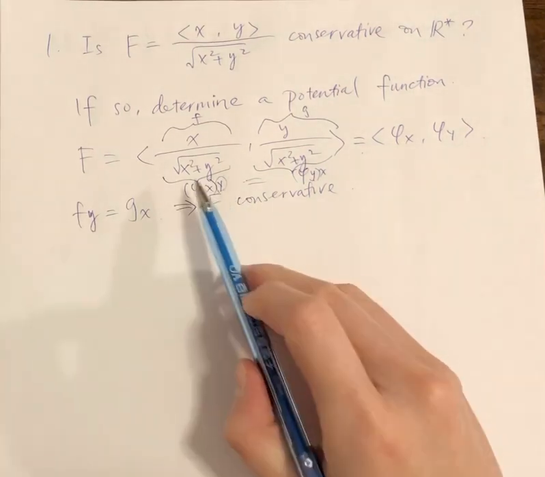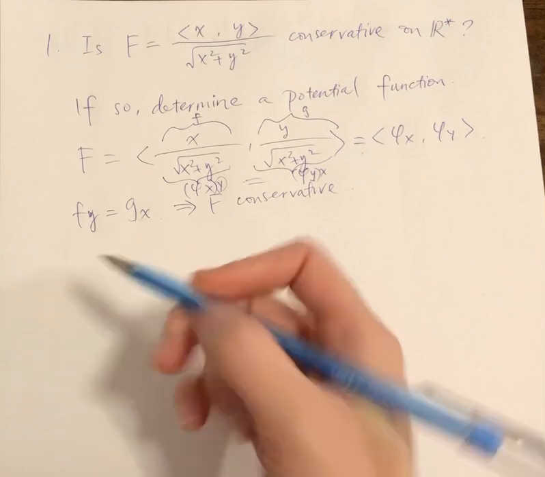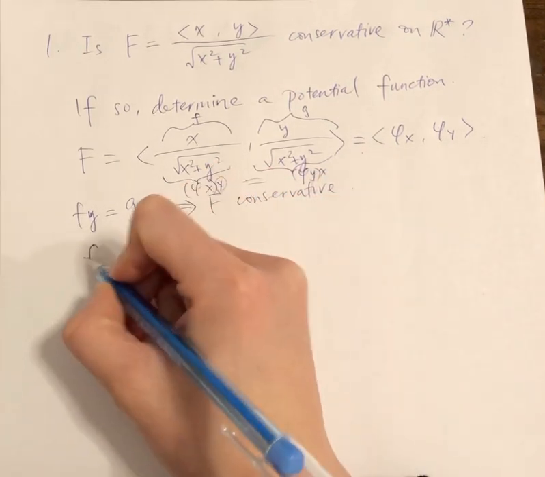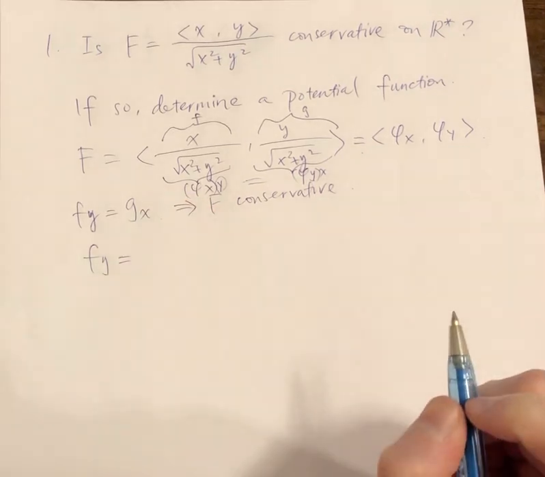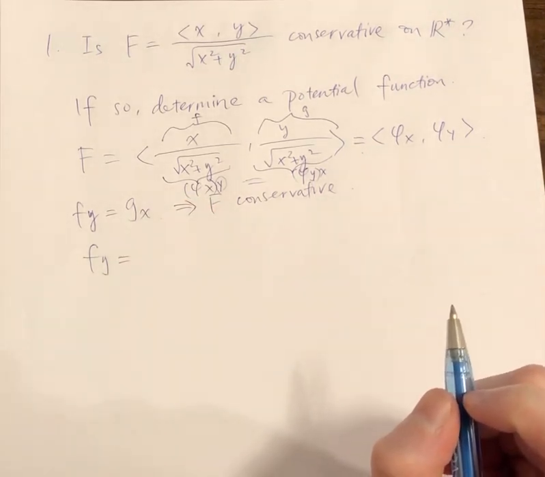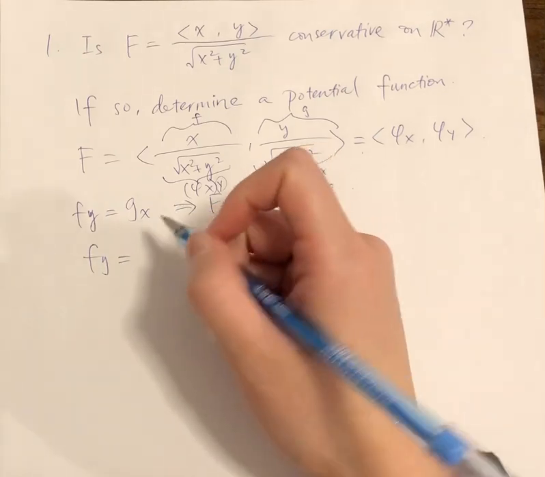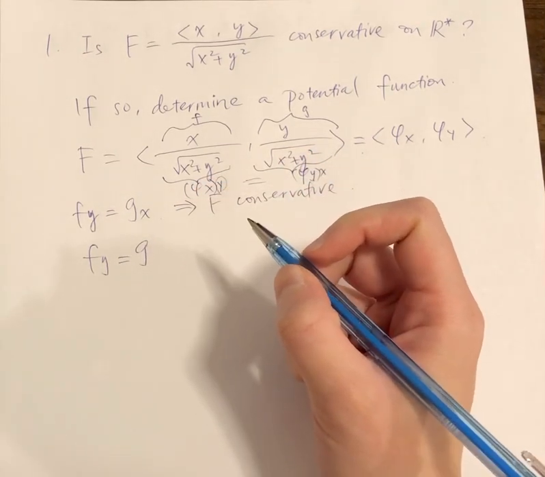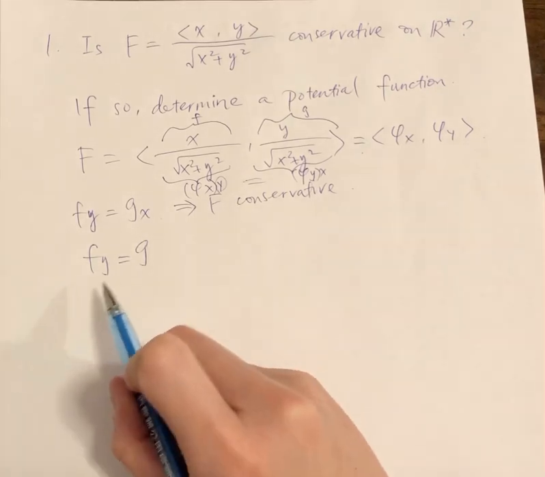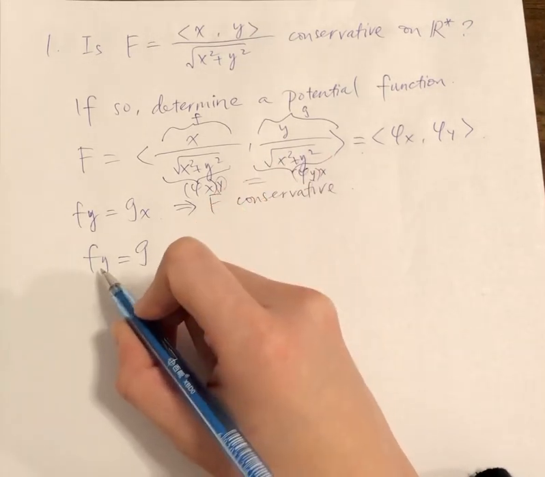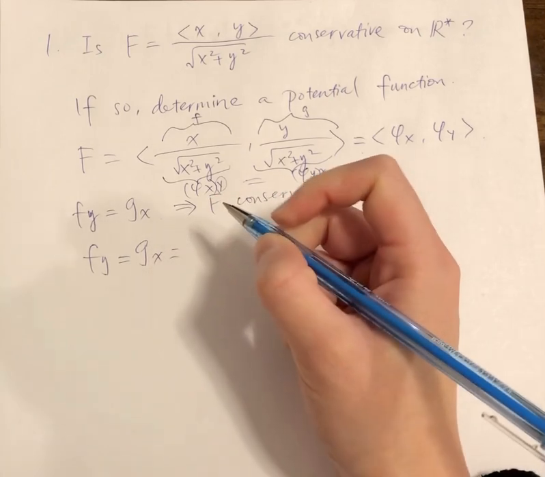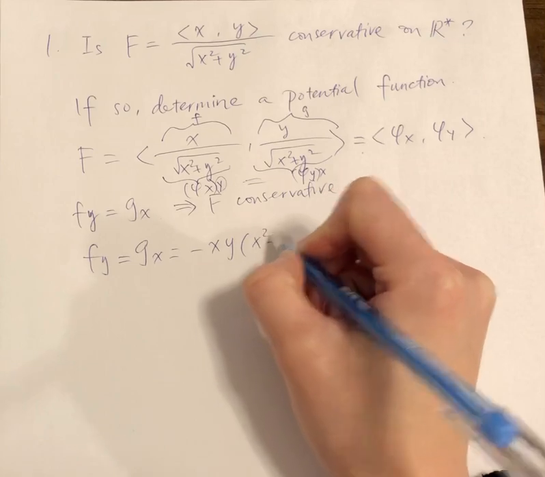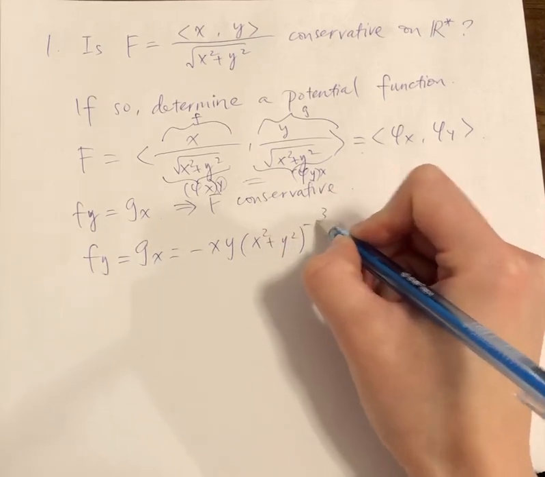So let's check this. I want you to do it by yourself. It's definitely non-trivial, but it's tedious to show here. So I'm just going to tell you that f_y and g_x are both equal to negative xy times (x squared plus y squared) to the power negative 3/2.